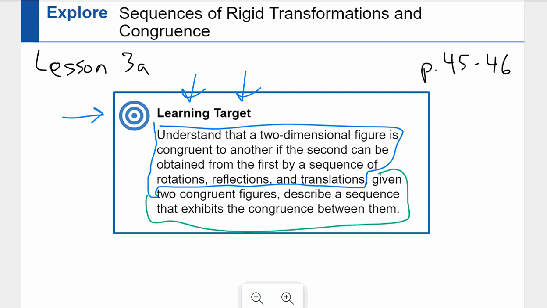And the second goal in the green there is: given two figures that we know are congruent, describe a sequence that exhibits the congruence between them. Meaning, if you have two figures on a graph, you have to be able to describe how to get from one to the other using maybe a translation seven to the right and then a reflection over a certain line or over the x-axis or something. So that's where we're going with this whole lesson. And today, primarily, we're focusing on that first one in the blue.